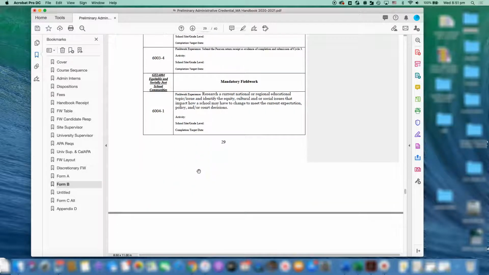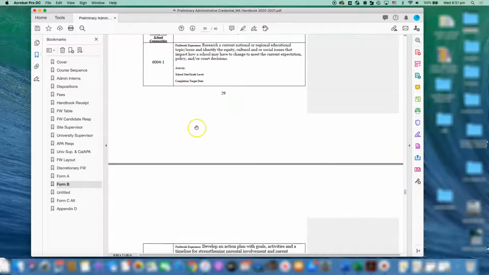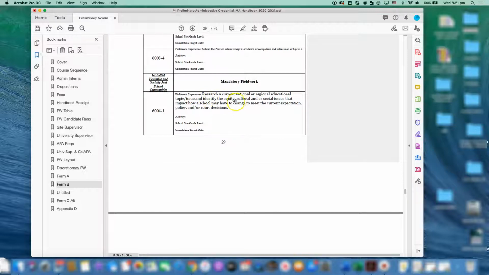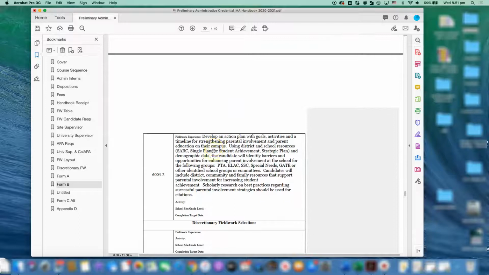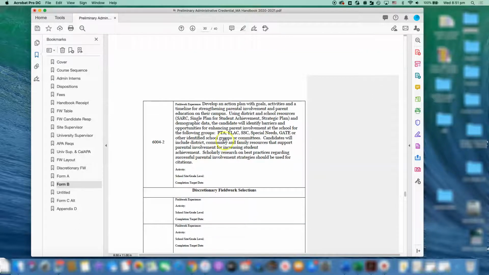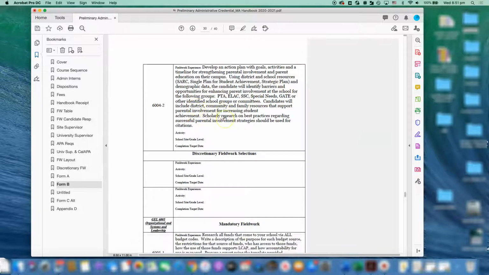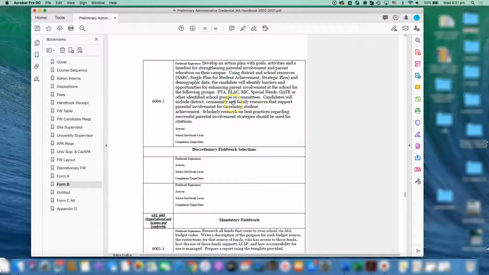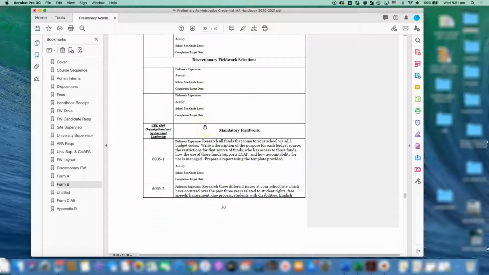Then you've got your 6004, which gives you your mandatory fieldwork. There's 2 of them. So for that, it's research a current national or regional educational topic. And the second one is develop an action plan with goals, activities, and a timeline for strengthening parental involvement in parent education on your campus. And it goes through all the things with PTA, ELAC, GATES, special needs, all of the different areas and groups that would be included in that. And then you pick 2 from the discretionary list, and so on.